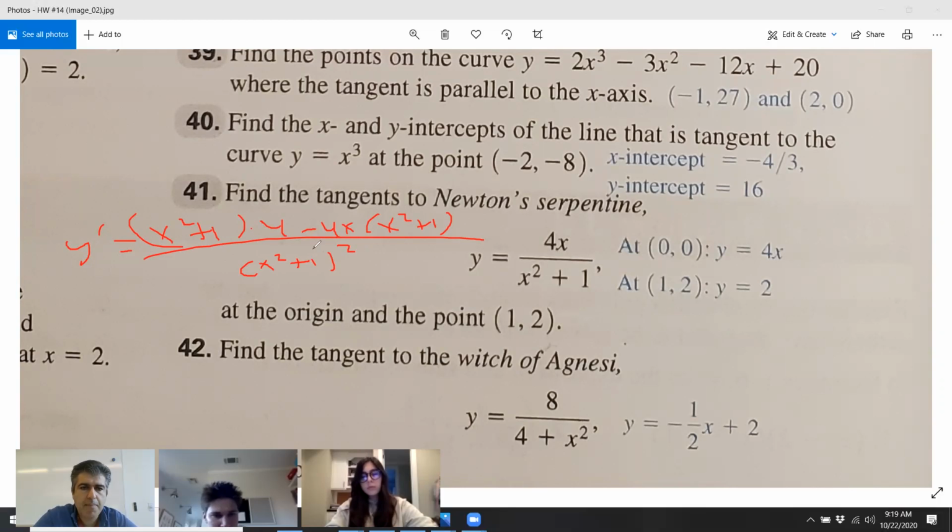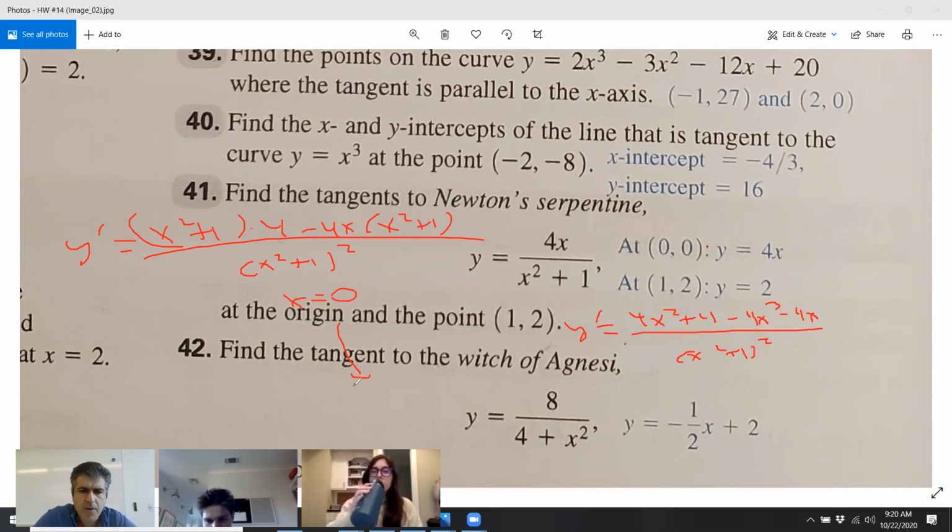So clean it up. You should get 4x squared plus 4, minus 4x cubed, minus 4x, oh boy, over x squared plus 1 squared. I'm not going to bother doing any more factoring or anything like that. I'm just going to plug 1 in now because I need to see, and also x equals 0 because you have to do it at the origin. If I plug in 0, I get 4. My slope is 4.